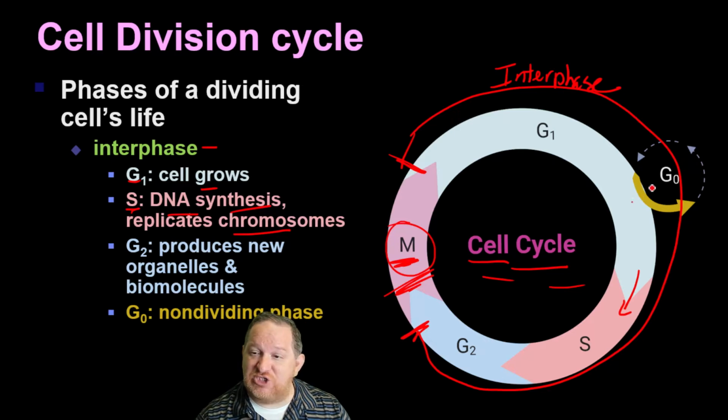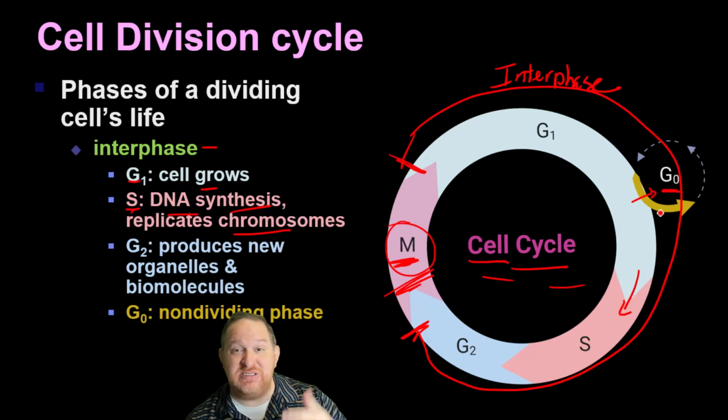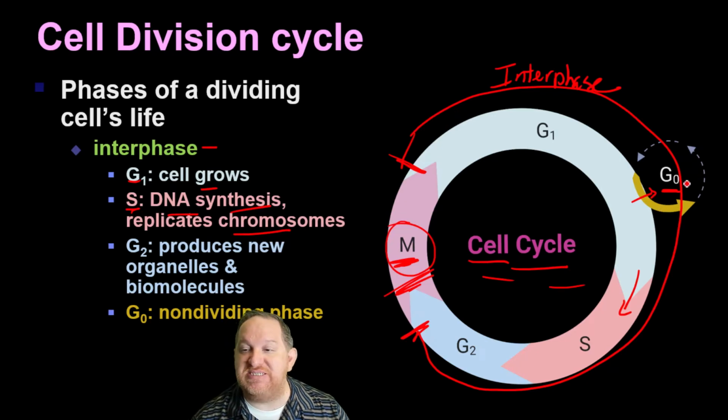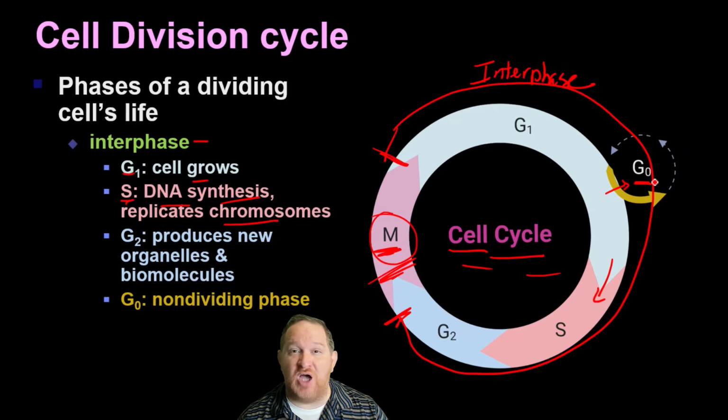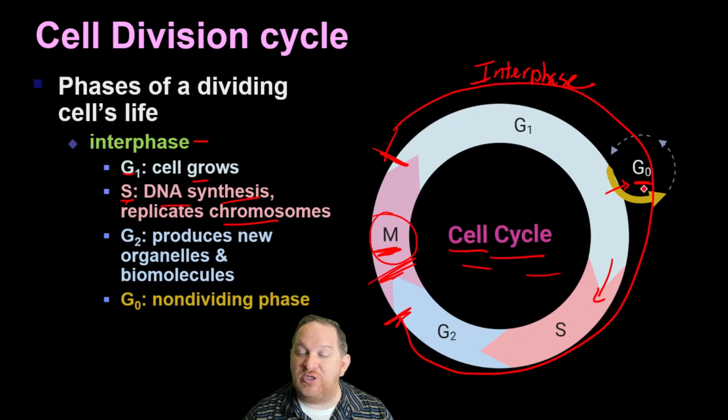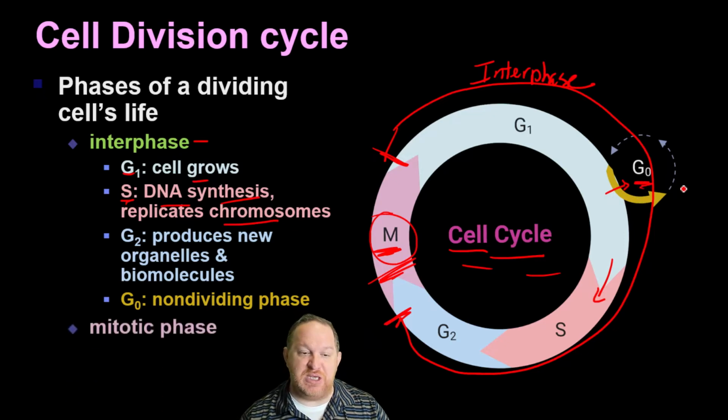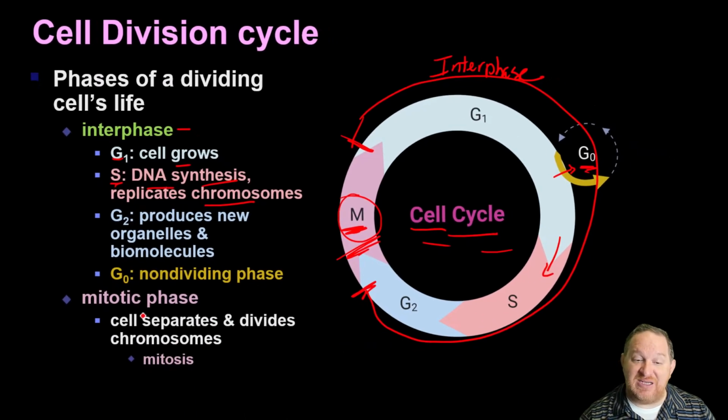Then you see this G sub 0. Occasionally, some cells in our body go into G sub 0, what we call a non-dividing phase. There are a few cells in our body, some neurons, some liver cells, that once they reach their maturity, they no longer divide. So they go into this sort of resting state, this G sub 0 state. After all of interphase, we get ready for the mitotic phase. Mitosis is just the separation of the cell and the chromosomes. Specifically, mitosis is the chromosome separation, and something called cytokinesis is the actual cell separation.